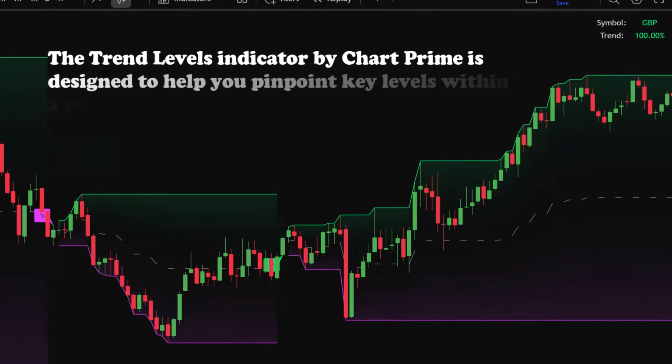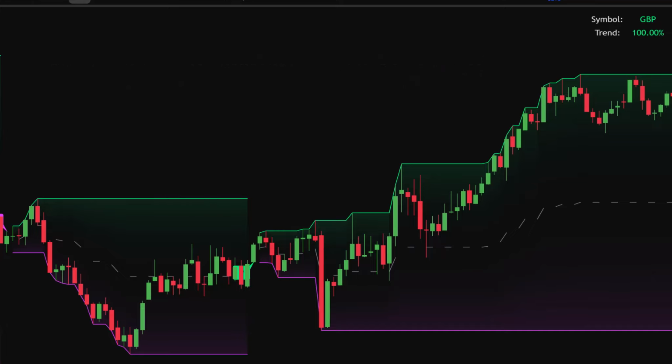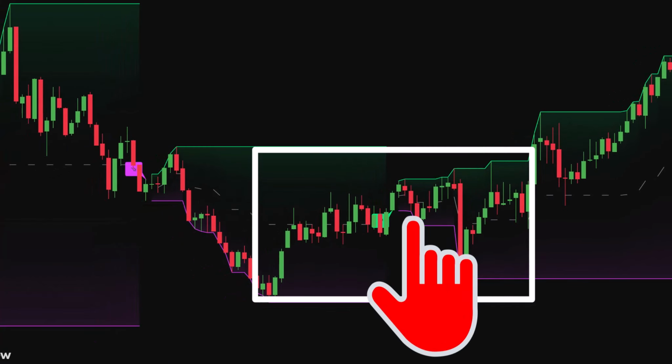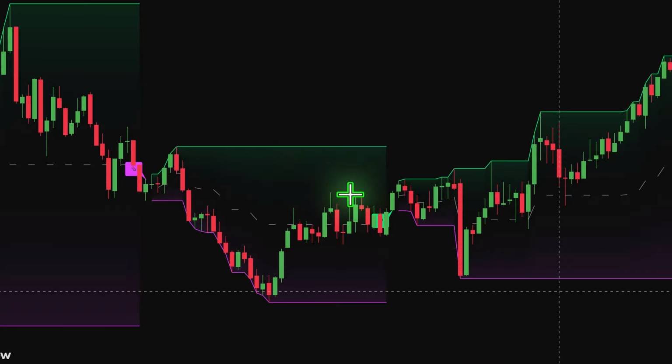The Trend Levels indicator by Chart Prime is designed to help you pinpoint key levels within a trend and measure the strength of that trend. But more importantly, it plays a crucial role in filtering out ranging or choppy markets, something that can really mess up your entries if you're not careful. And the best part? It's incredibly simple to use, yet packed with useful features.